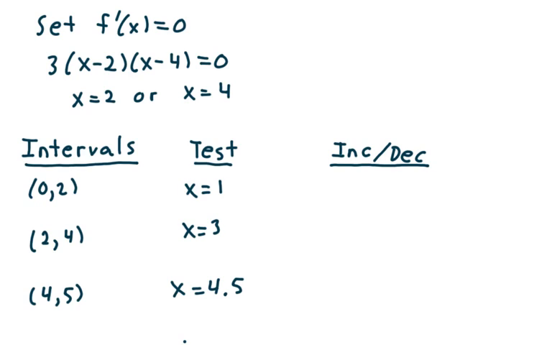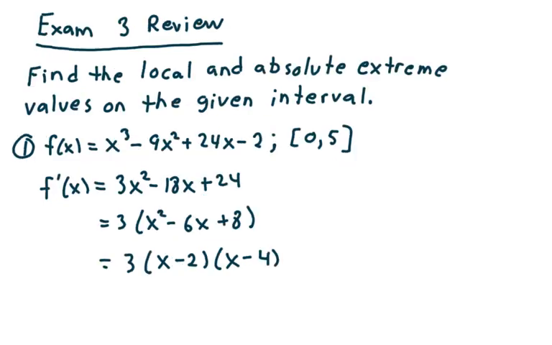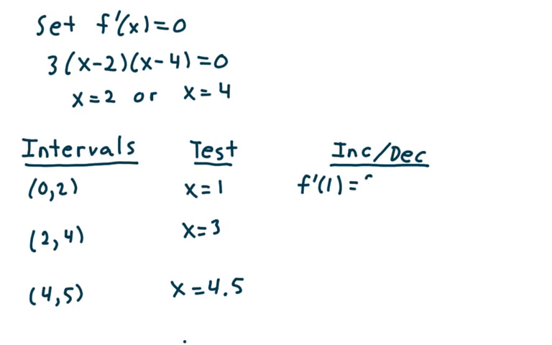Okay. So on the interval from 0 to 2, I'm going to test x equal 1. And I'm going to evaluate f prime of 1. Again, I'm going to plug it into the derivative here. And if I replace x with 1, I get 3 times negative 1, which is negative 3. Negative 3 times negative 3 is positive 9. So this is 9, but really what I want is that it's positive. And so it's increasing on that interval.